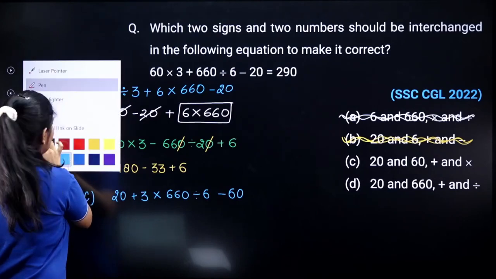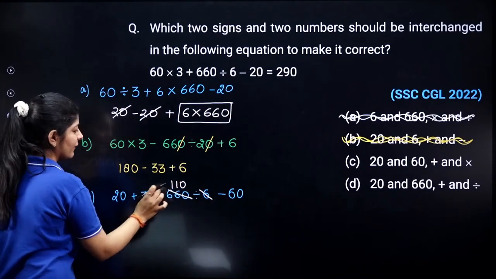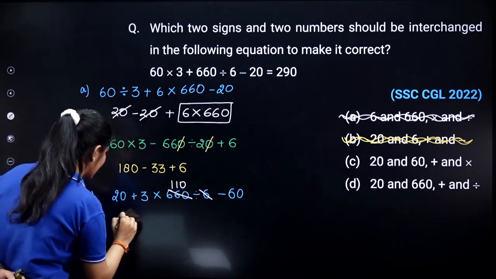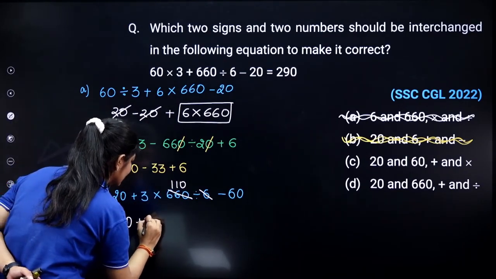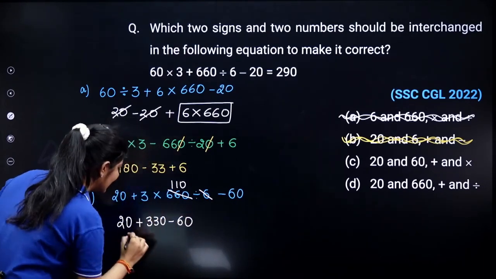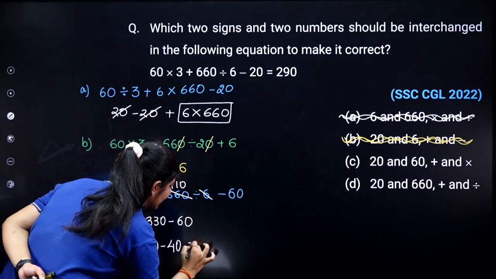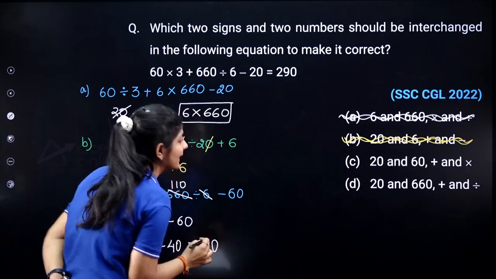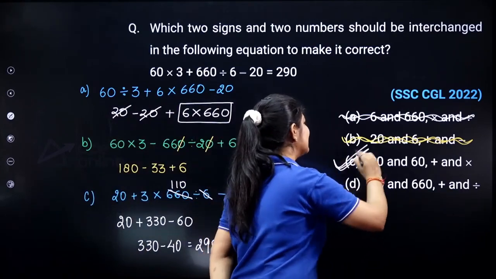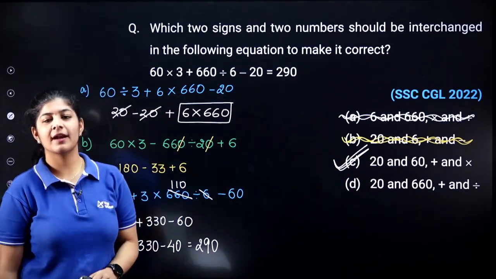Okay. So we know that here I am getting 110 and when 110 is multiplied by 3, we are getting 20 plus 330 minus 60. Ultimately, we can say that 330 minus 40 and we are getting our answer as 290. That means our option number C is the correct one.